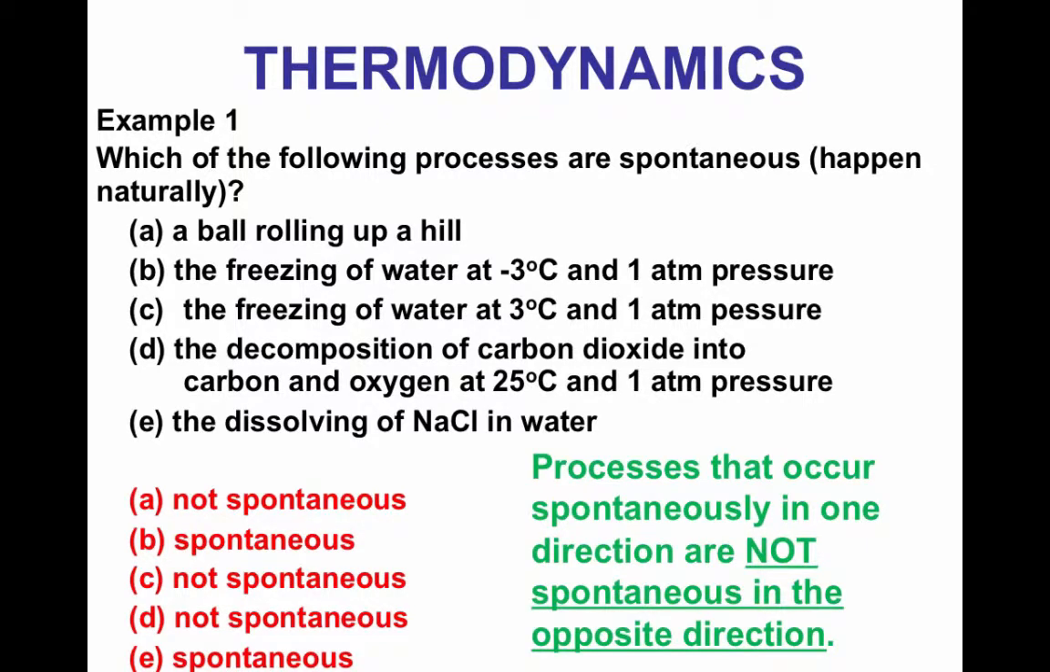So processes that occur spontaneously in one direction are not spontaneous in the other. And I had said that before. So think about this. If you dissolve NaCl in water, that's spontaneous. However, when you are depositing the salt back out of the water, is that spontaneous? Well, it's not. Think about what you have to do to get the salt back. You have to boil off the water. You have to put energy in. So that is not spontaneous. These are just examples of whether something is spontaneous or not.